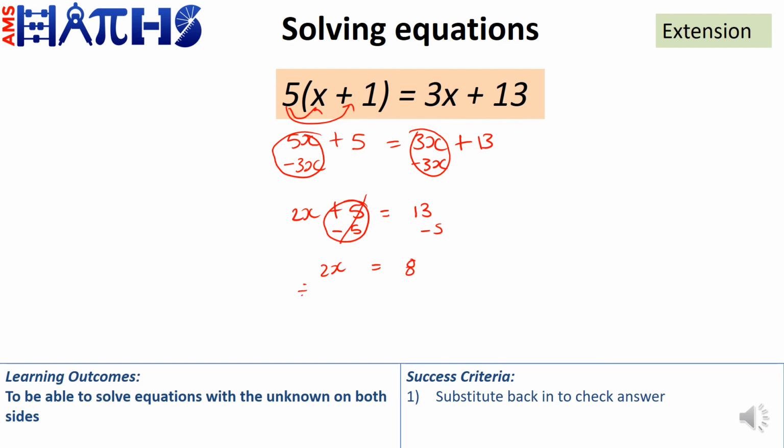Then we'll just divide both sides by 2 to get x. So 2 divided by 2 is 1, so we're left with 1x, and 8 divided by 2 is 4. So our answer to that problem is x equals 4.